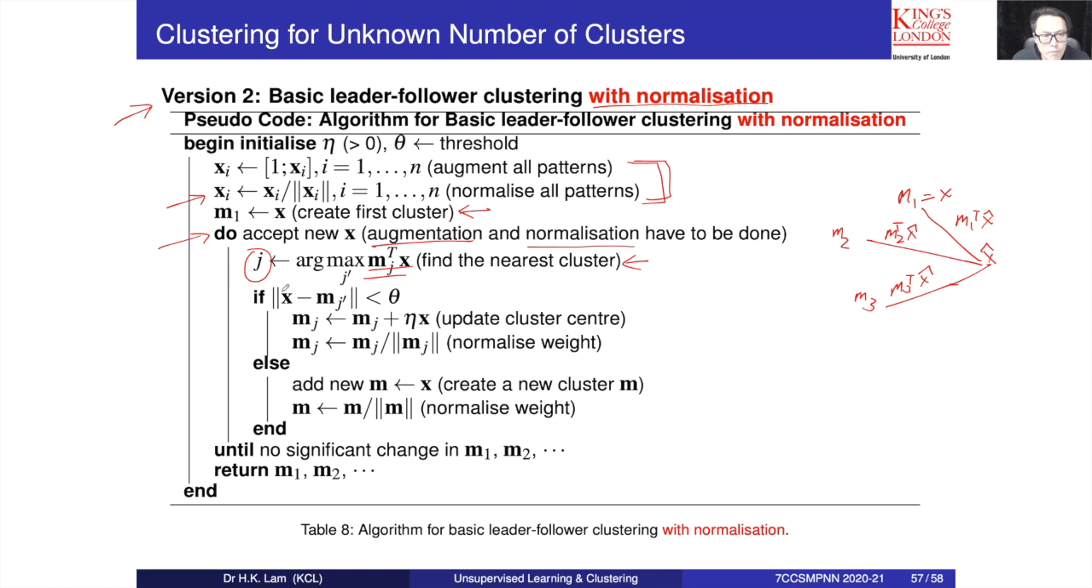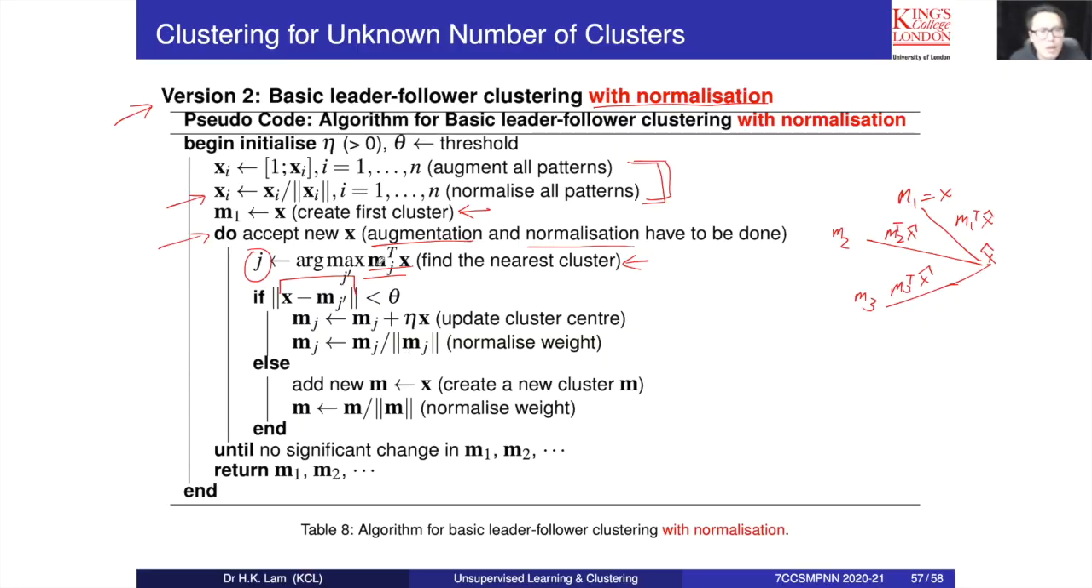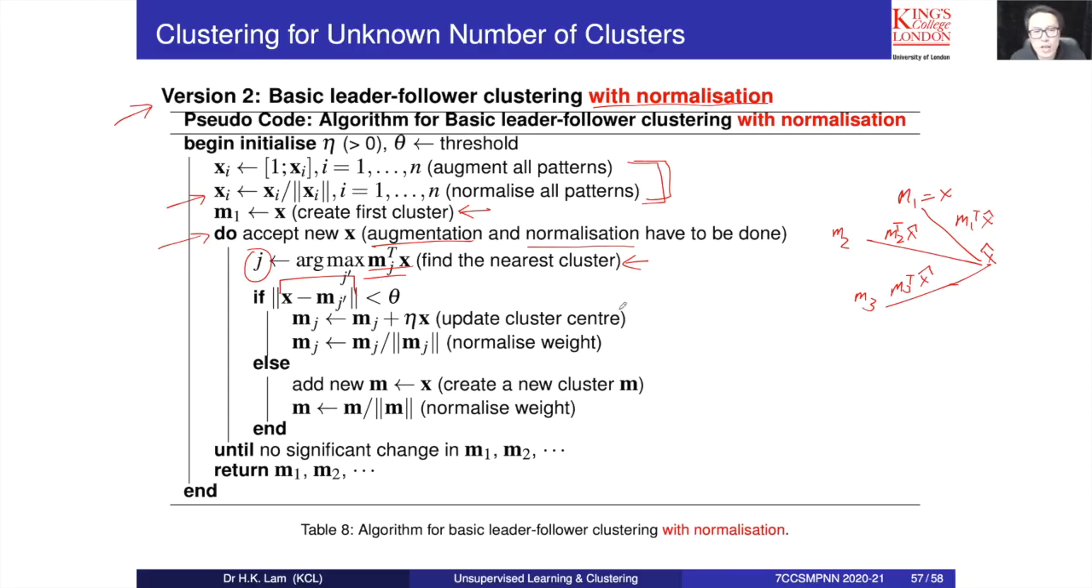And now we are going to use the distance again, just like what we have done in this diagram, to check whether the distance is smaller than theta. That is to check whether it is within the circle or not. Okay, so if the distance to the winner M is less than theta, then we are going to update the MJ using this update rule, applying the learning rate right here.